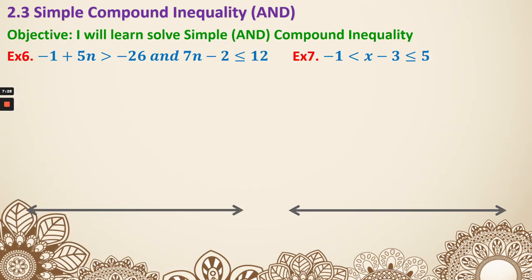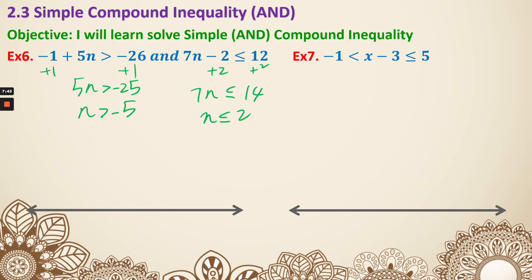Bit more practice. Number 6, we're going to solve each one individually. Add 1 on both sides. 5n is greater than -25. Divided by 5, n is greater than -5. Add 2 on both sides. 7n is less than or equal to 14. N is less than or equal to 2.